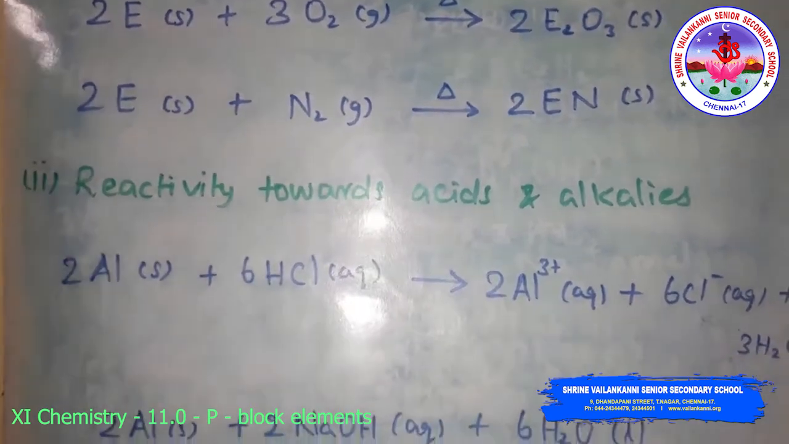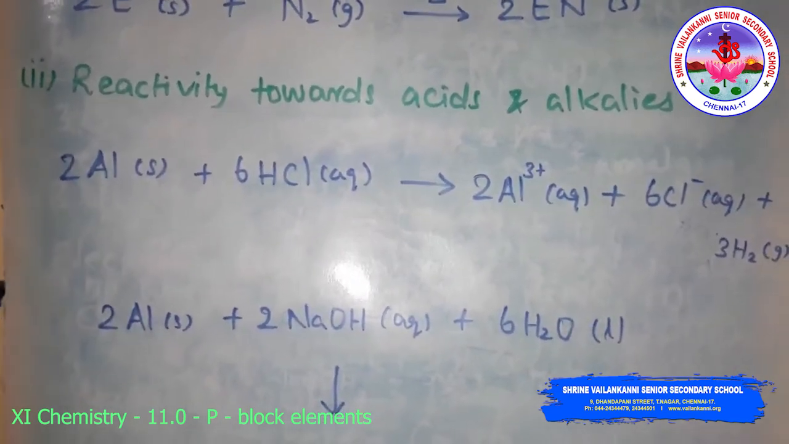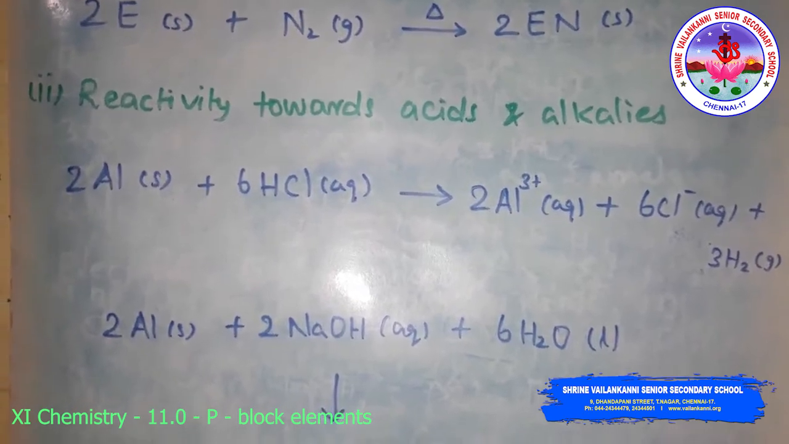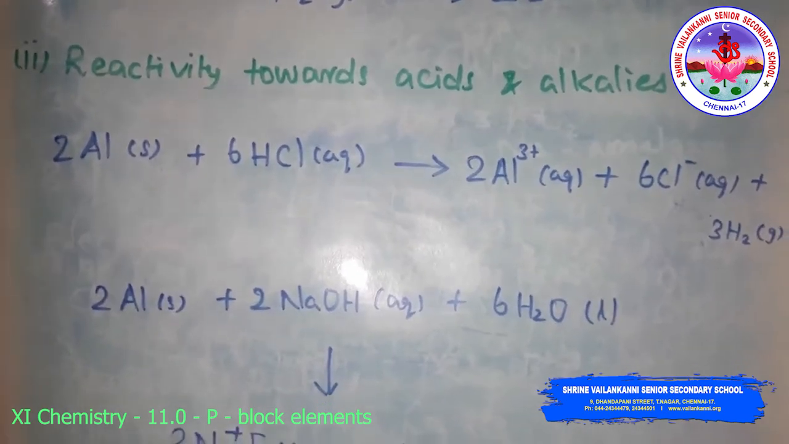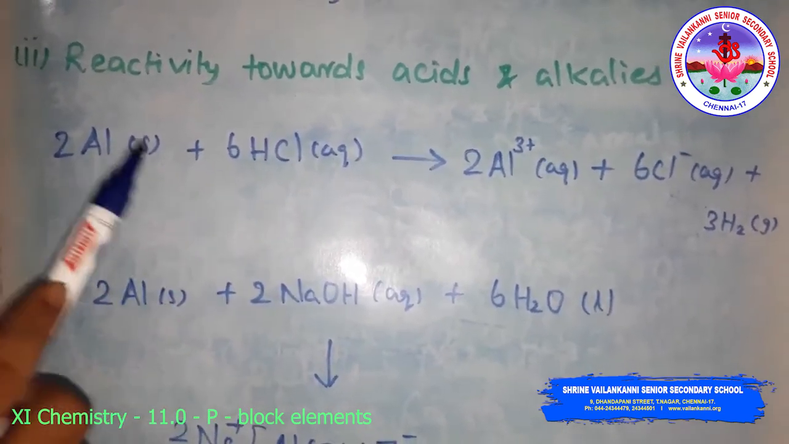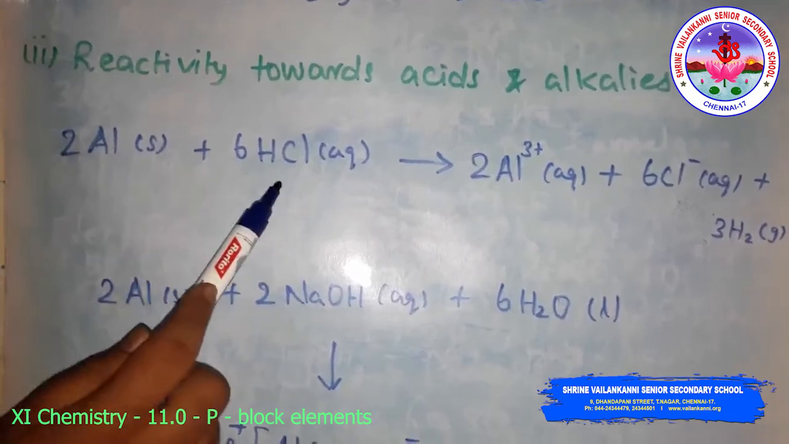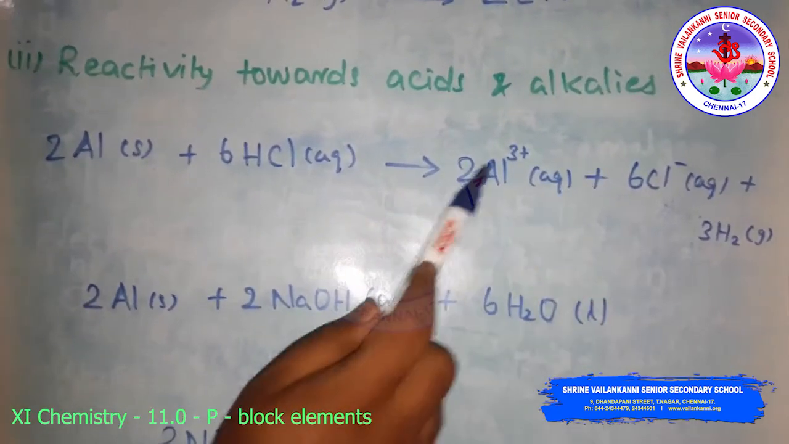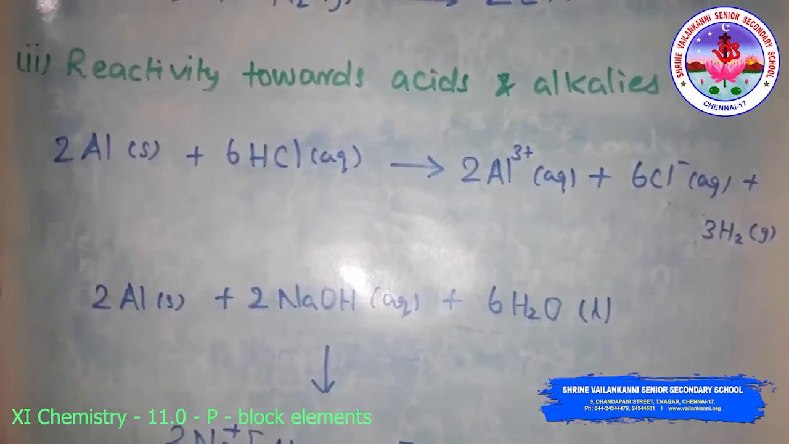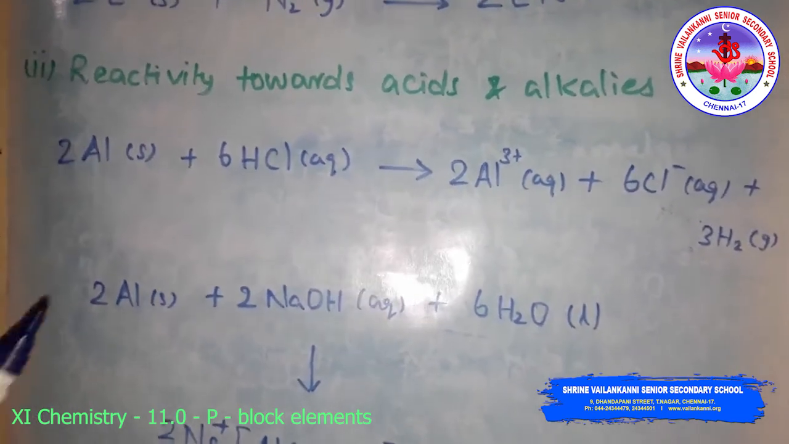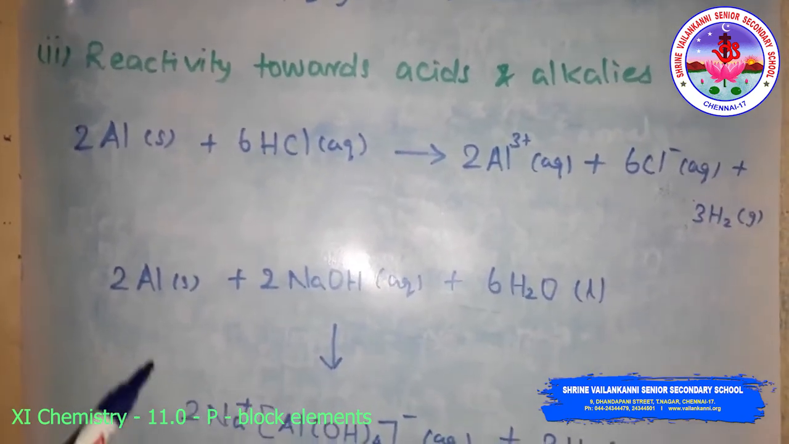Next is the reactivity towards acids and alkalis. Boron does not react with acids and alkalis even at moderate temperature, but aluminum dissolves in mineral acids and aqueous alkalis and thus shows amphoteric character. So aluminum dissolves in dilute HCl with the liberation of hydrogen gas. When aluminum reacts with HCl it forms AlCl3 like this, and hydrogen gas evolves. However, concentrated nitric acid renders aluminum passive by forming a protective oxide layer on the surface.